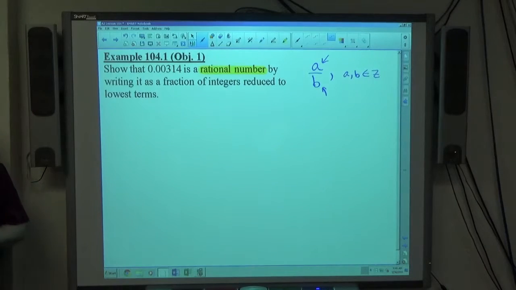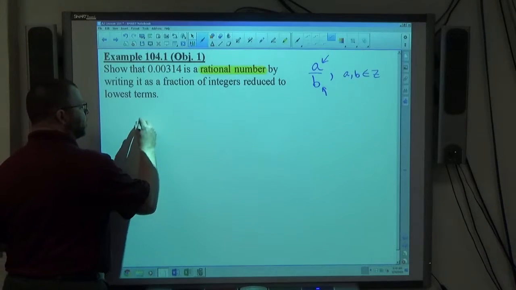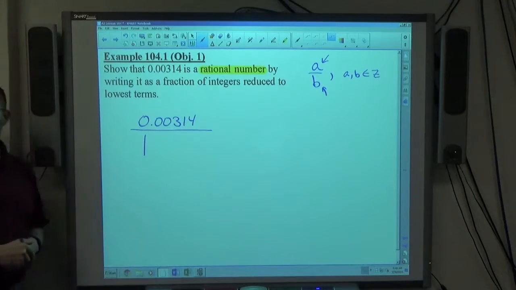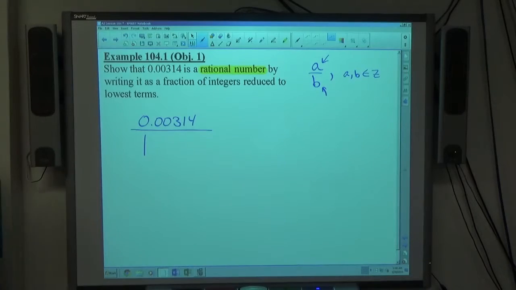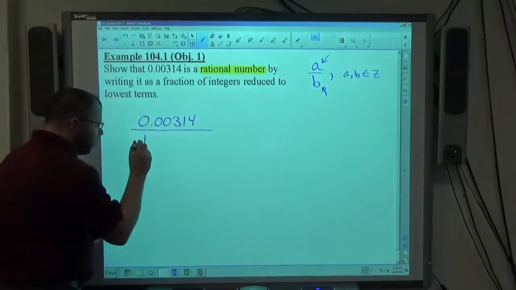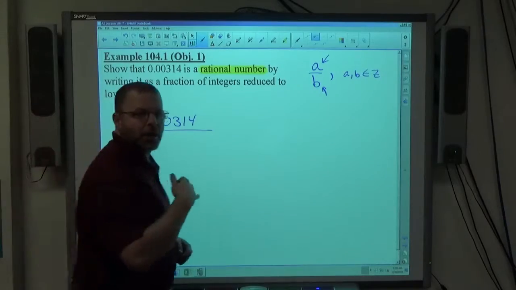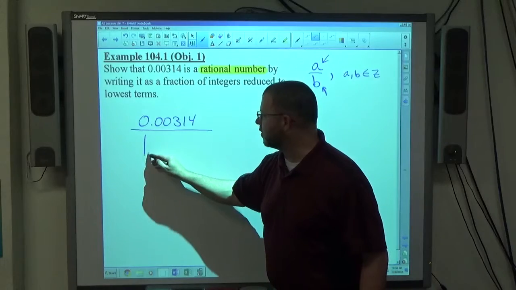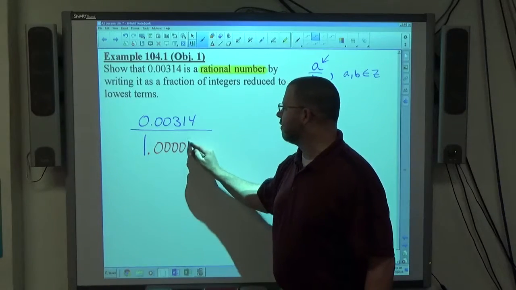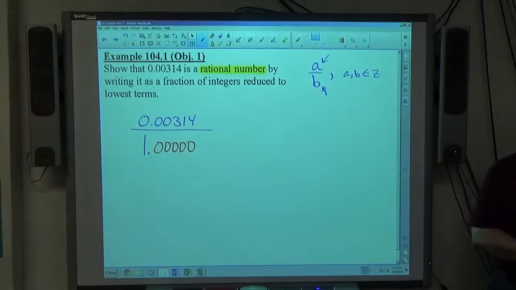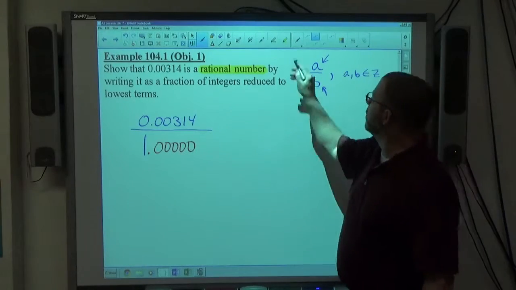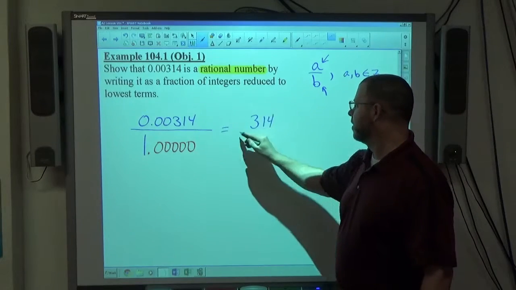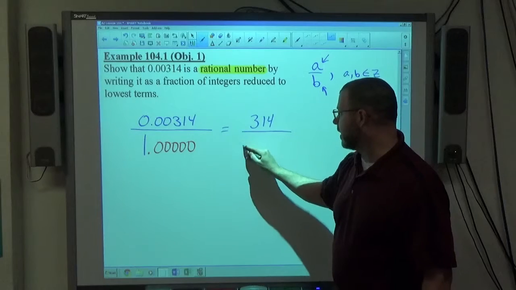Terminating decimal is very, very basic. You take your terminating decimal, put it over the number 1, start there. You put a decimal point after the 1, and you put enough zeros so it has the same number of decimal places as the top one. So 1, 2, 3, 4, 5 decimal places on top. So 1, 2, 3, 4, 5 decimal places on the bottom. Then remove the decimals. So on top, removing the decimal is going to give me 314. Bottom, removing the decimal is going to leave me with 100,000.